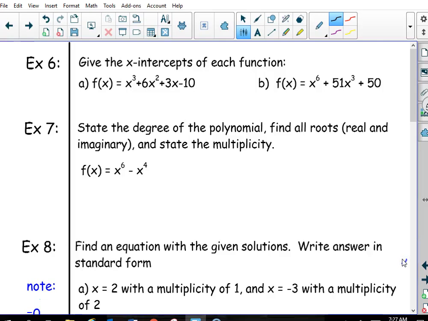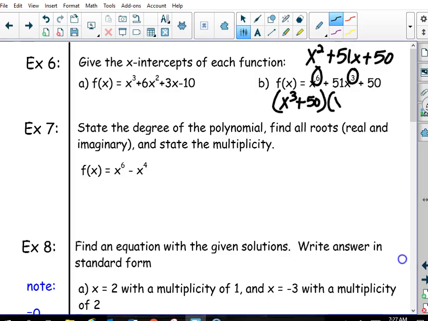That one I'm probably going to have to put in the calculator. However, on B, I can factor this like a quadratic because this is twice of that. So I can factor this like x squared plus 51x plus 50. Now factors of 50 that combine to give me 51 are 50 and 1. So I can actually factor this as x to the third plus 50 times x to the third plus 1. Now I've got to think about how those will factor.